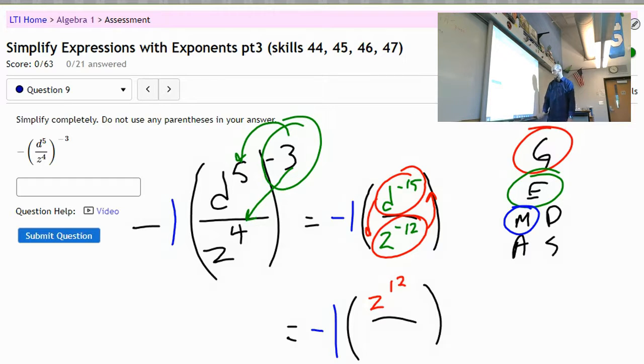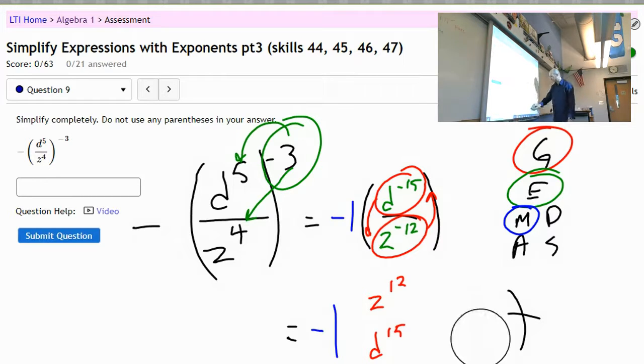Z to the positive 12 is going to go to the numerator. D to the positive 15 is going to go to the denominator. So I've dealt with all of the exponents. There's no exponents left. This blue -1 was originally just a negative sign. You can think of it as negative sign or a -1. Either way is the same. And that has no exponents, right? It's just multiplication.